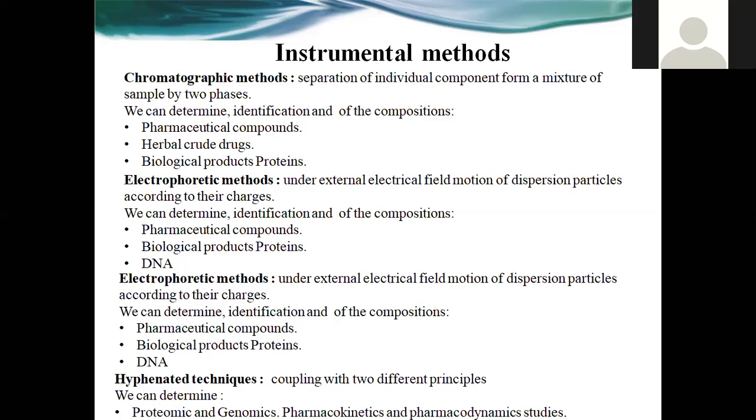In hyphenated techniques, as we have said already, we couple techniques using different principles, such as LC-MS, GC-MS, or CE-MS. CE-MS is nothing but the electrophoresis technique coupled with mass spectrometry. We apply these techniques to determine proteomics as well as genomics, which involve large biological samples. We can use them to identify disease-specific compounds present in the proteins. So these are the different types of analytical techniques involved.